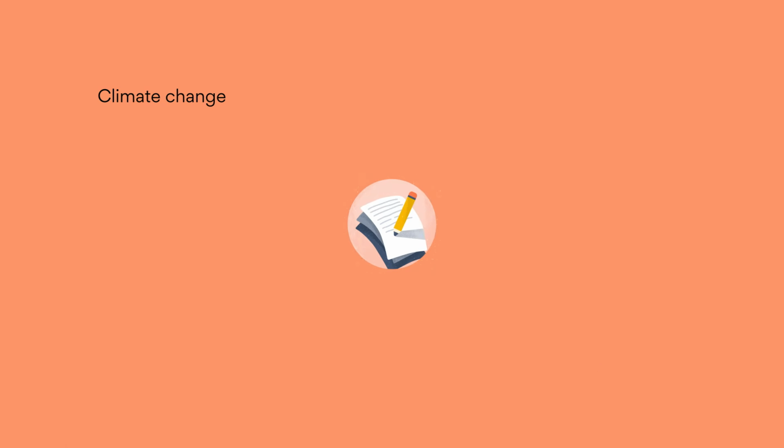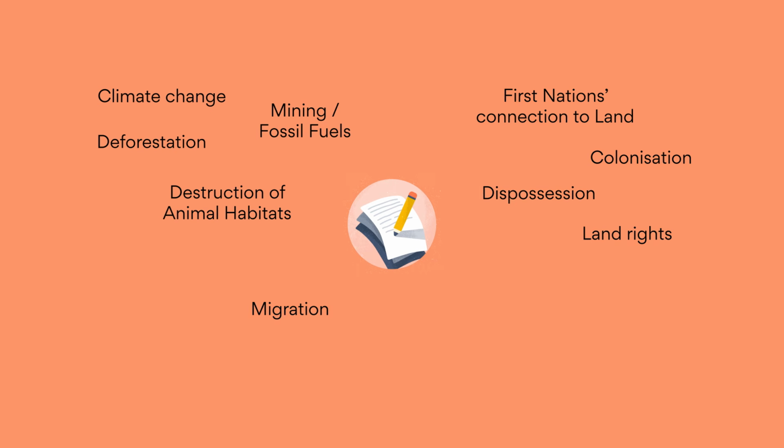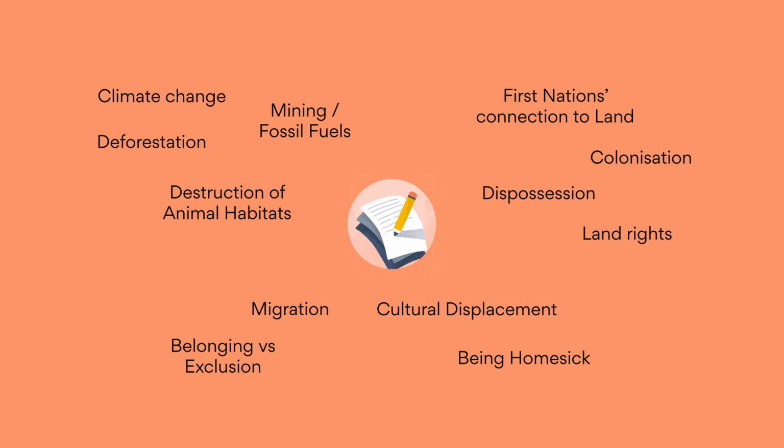From there, we can build a whole arsenal of ideas for your writing. For this activity, we want to start with a no restrictions brainstorm for any and all concepts that you associate with your framework. So if you're working on writing about country, you might say climate change, deforestation, mining or fossil fuels, destruction of animal habitats, First Nations connections to land, colonization, dispossession, land rights, migration, belonging versus exclusion, cultural displacement, being homesick.